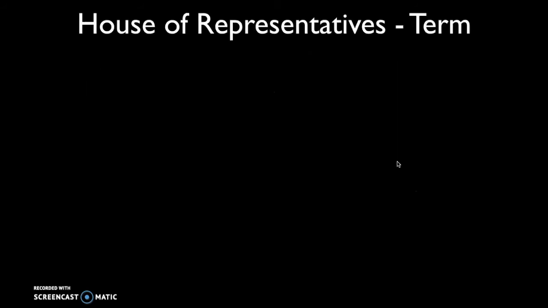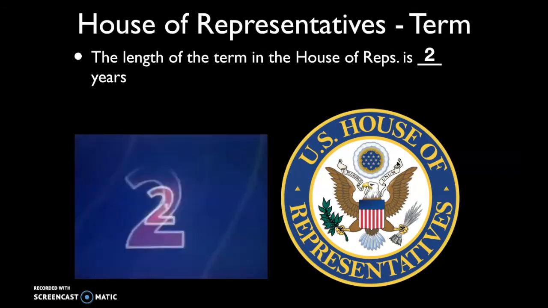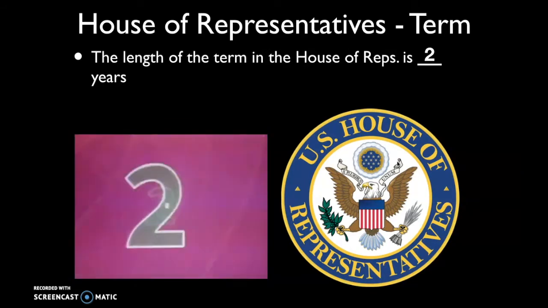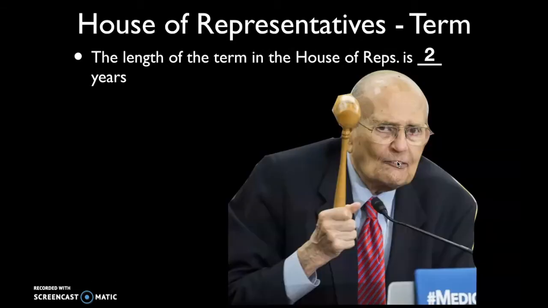In terms of the length of term, in the House of Representatives, the length of term is 2 years. 2 years for a member of the House. In the federal government, there's no such thing as term limits except for the president, who's subject to only 2 4-year terms. But in the House, you can run for as many terms as you want.